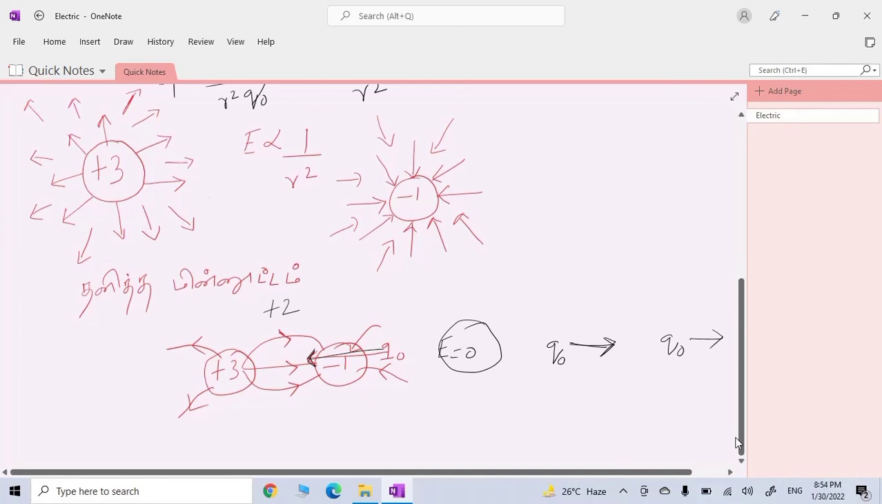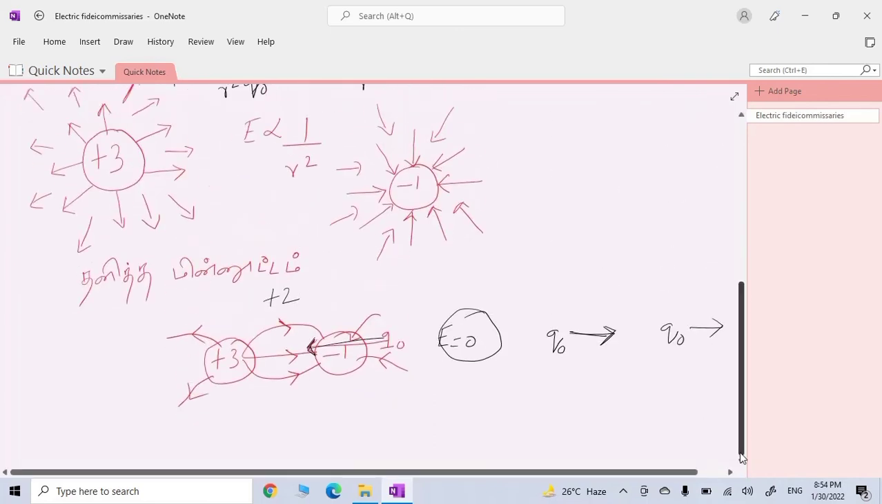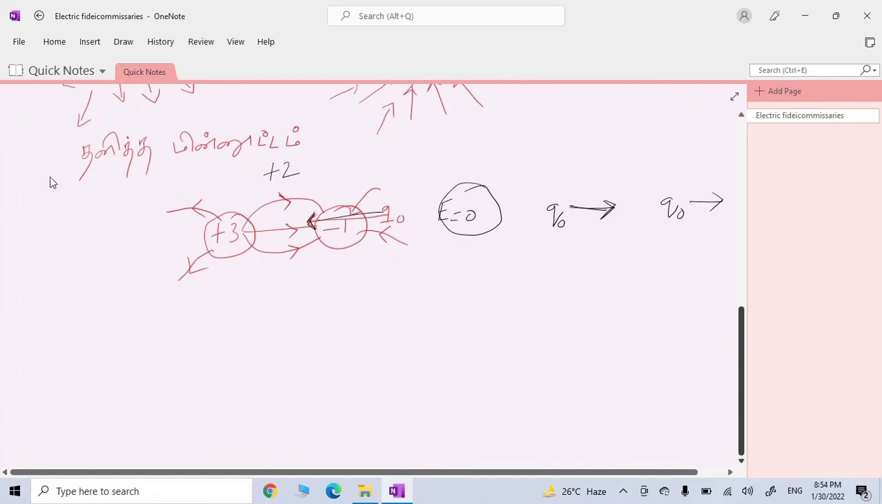Now if you think in terms of relative strength, you have to understand that the electric field is a mighty force compared to the gravitational field. The electrostatic force of attraction or repulsion is greater than the gravitational force of attraction by an order of 10 to the power 40 times. So it is a very strong force compared to the gravitational force of attraction.